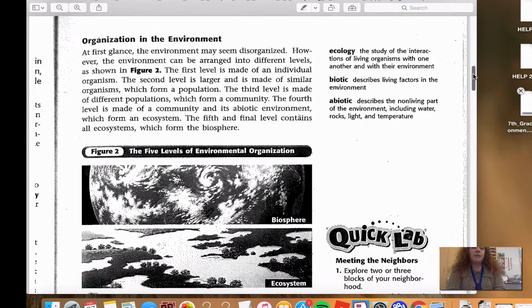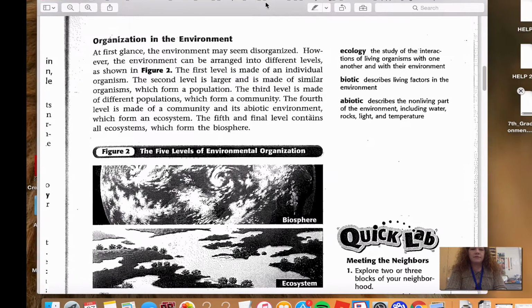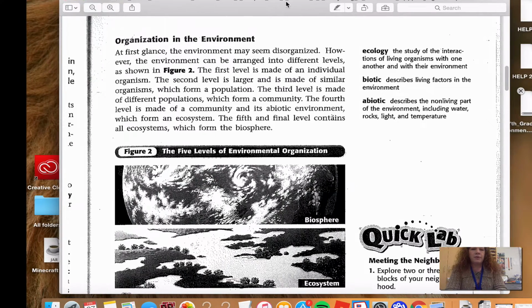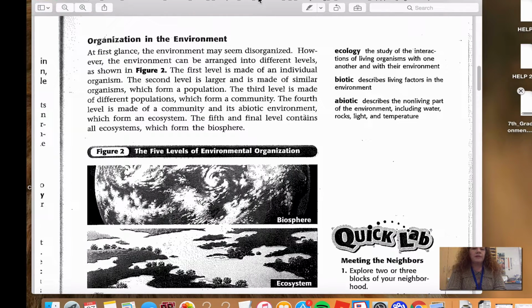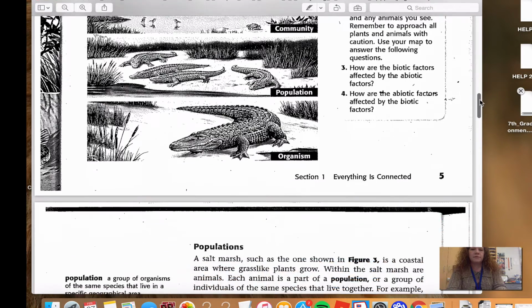Organization in the environment. At first glance, the environment may seem disorganized. However, the environment can be arranged into different levels, as shown in Figure 2. The first level is made of an individual organism. The second level is larger and made of similar organisms, which form a population. The third level is made of different populations, which form a community. And the fourth level is made of a community and its abiotic environment, which form an ecosystem. The fifth and final level contains all ecosystems, which form the biosphere. So there are your levels.